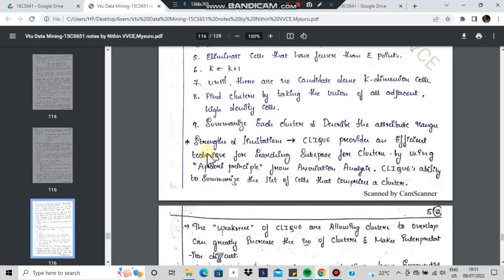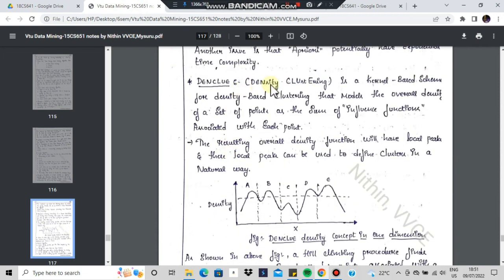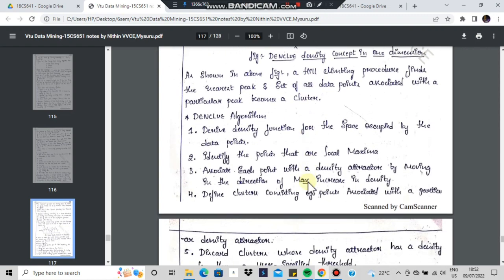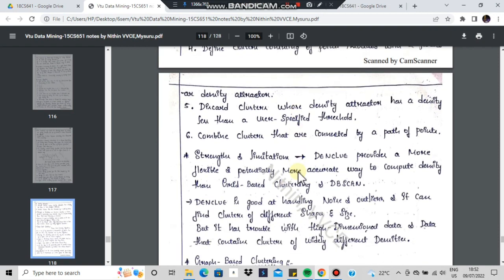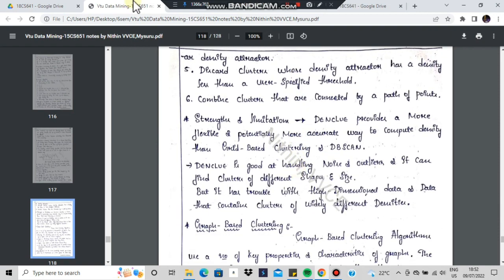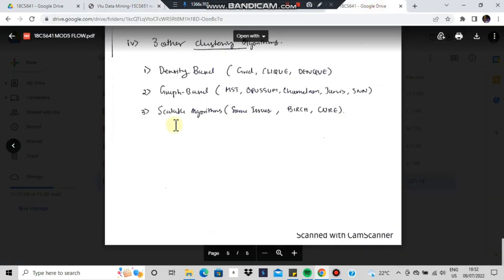Okay, then we have the DENCLU, which is density clustering. It is a kernel based scheme for density based clustering that models the overall density based on a function. So function is the main thing that you need to keep in mind. Function makes the peak and the bottom parts. Okay, based on this we'll be calculating density and we'll be setting the threshold values. Which form less than the threshold we will not consider, which form more than threshold, that only will be considering.